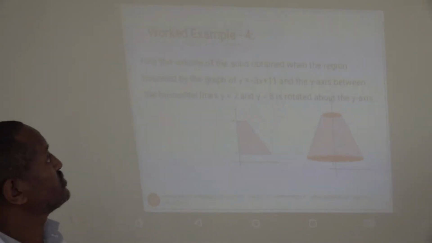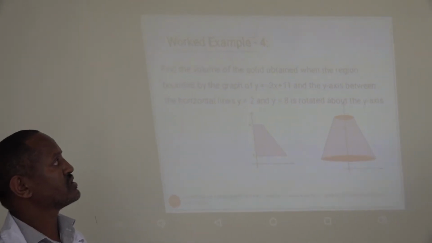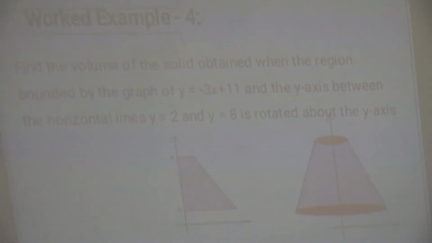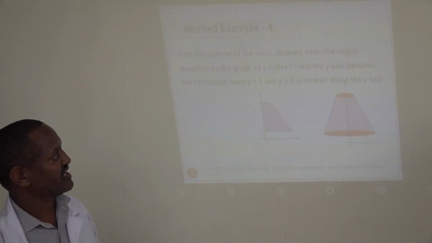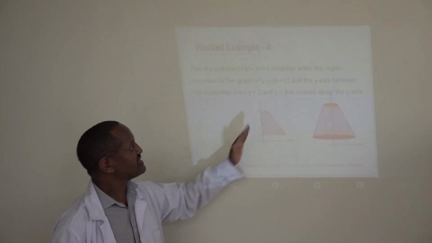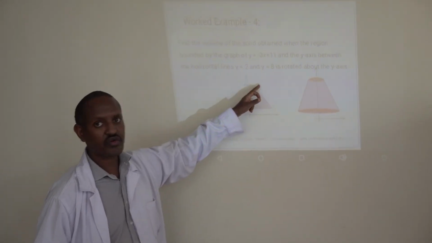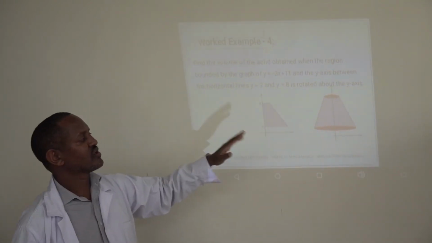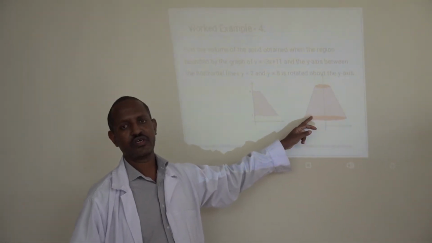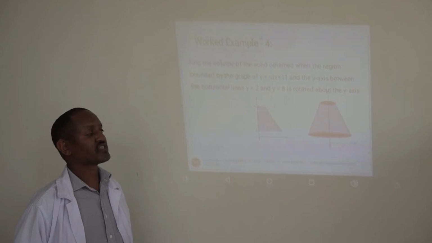Okay, let us pass to the fourth worked example. Find the volume of the solid obtained when the region bounded by the graph of y equals minus 3x plus 11, this is a portion of the graph, and the y-axis, between the horizontal lines y equals 2 and y equals 8, is revolved about the y-axis. We'll have such kind of solid. Do you know the name of this solid? Good. It is called a frustum of a cone.